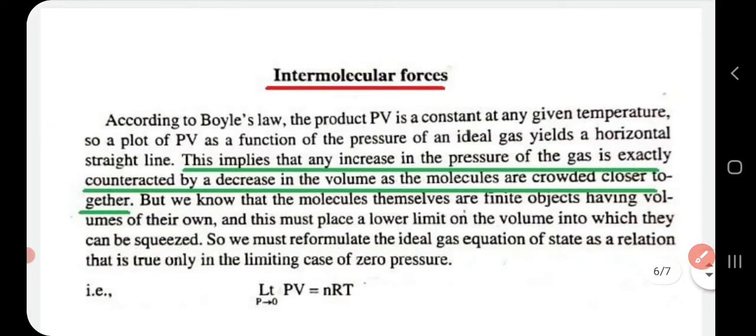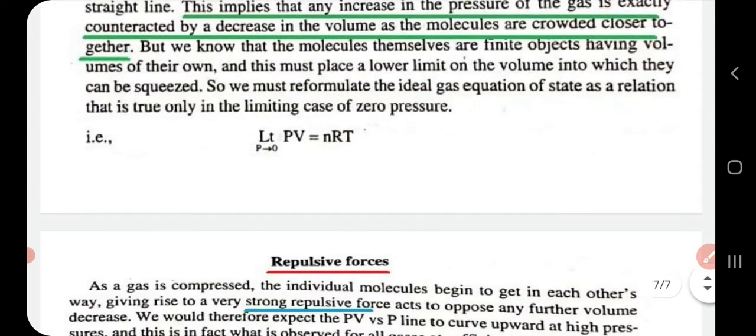Last one is intermolecular forces. We know that when pressure of the gas increases, definitely the molecules will be crowded together. That means its volume will decrease. But we know molecules are individual finite objects and they have volume of their own, and so this will place a lower limit on the volume into which they are squeezed. So by applying a limiting condition of zero pressure, we can express the ideal gas equation of state as limit pressure tending to 0, PV equal to nRT.